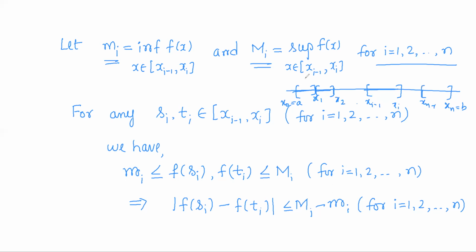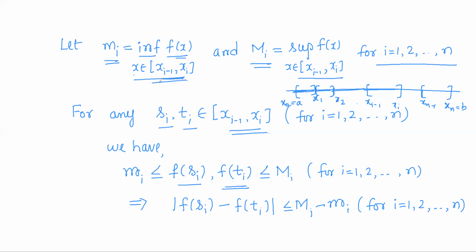That is, if I put i equal to 1, it will be the closed interval x0 to x1. If I put i equal to 2, it will be x1 to x2. Like this, I have defined the infimum and supremum for each of the subintervals. Now, for any general ith interval, consider any two arbitrary points. Let si and ti be any two arbitrary points of the ith closed subinterval [x_{i-1}, x_i]. As these two are points of this closed interval, consider the corresponding function values. For all points in this closed interval, the function values have an infimum and supremum.